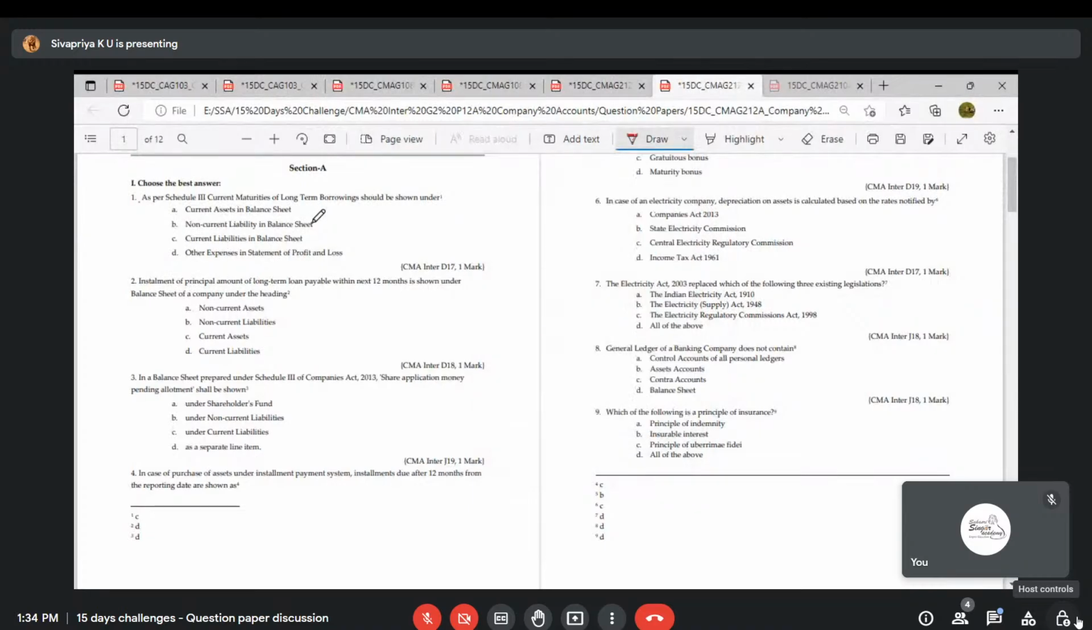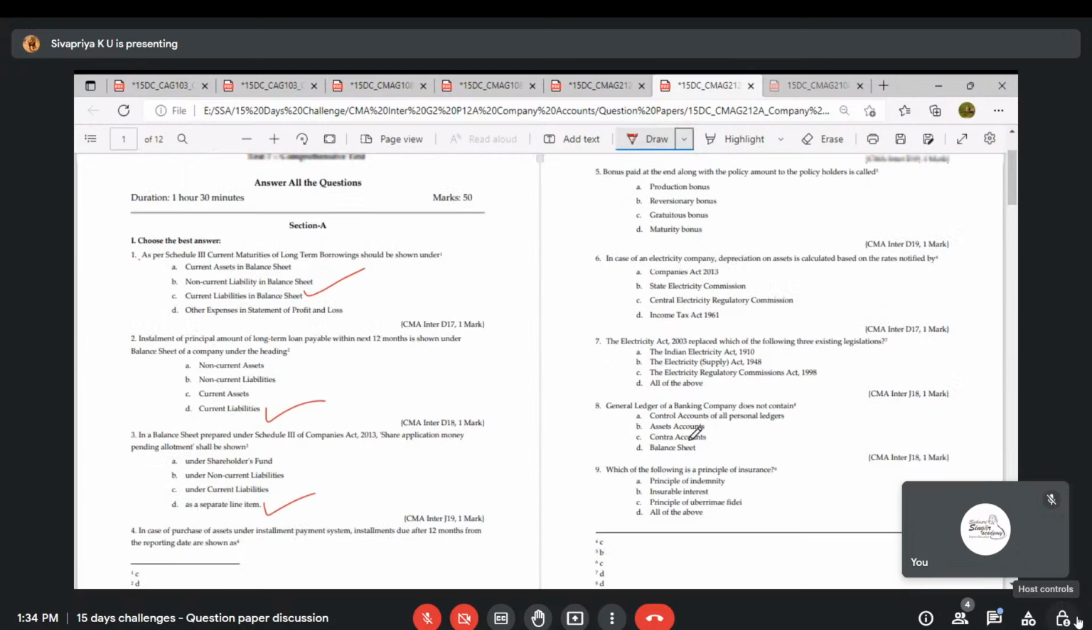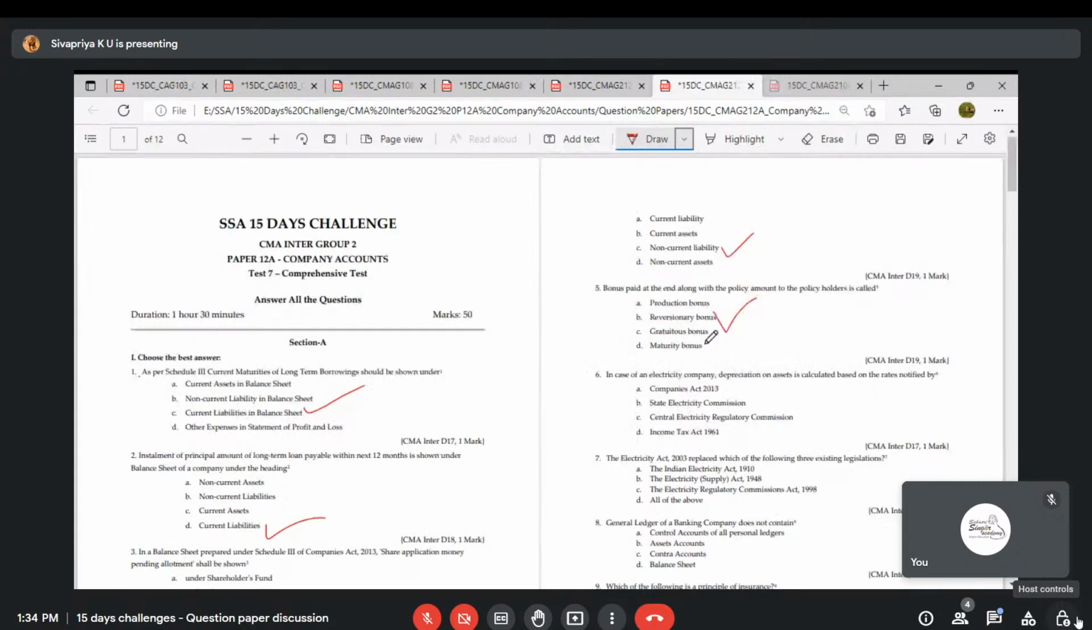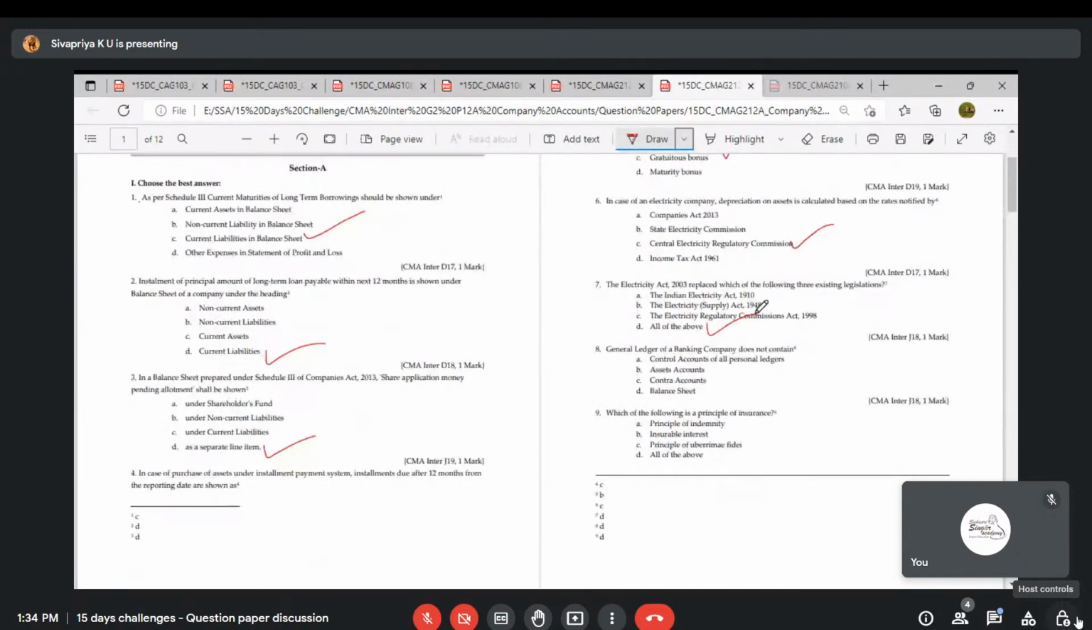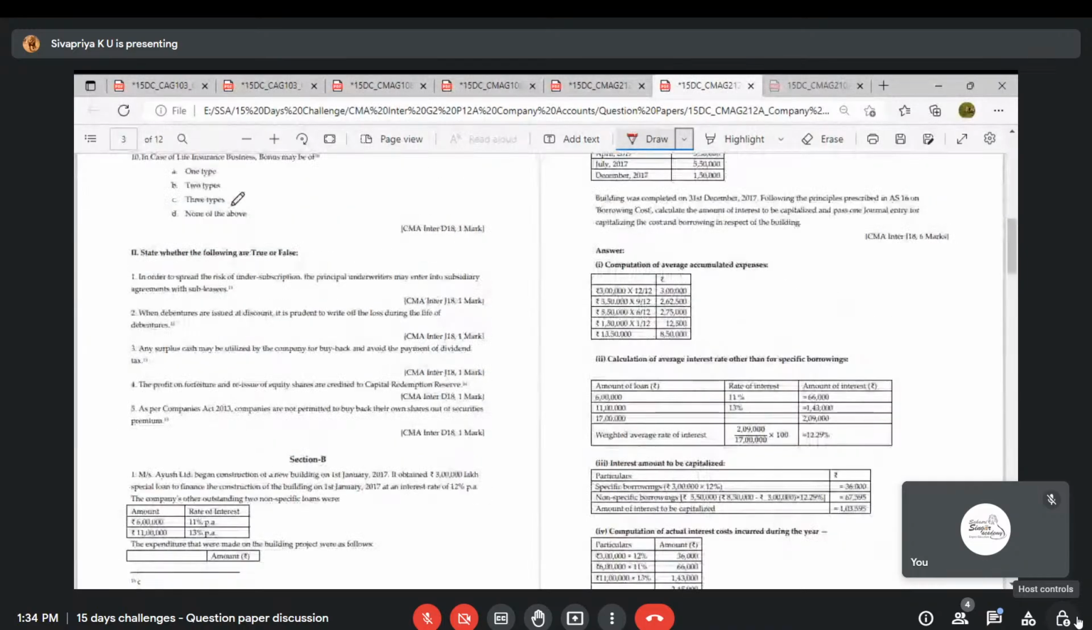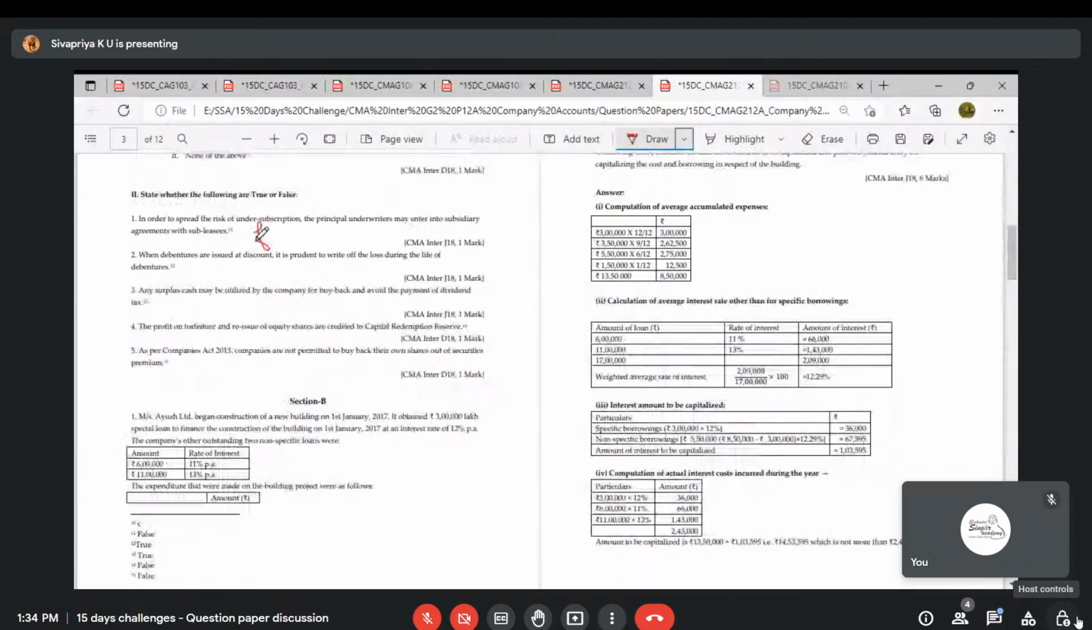Number 1, C. D, D. For the fourth one, it is C. B. C. The seventh one is D. D and D. For 10, it is C. True or false? False. True. The rest are all false.